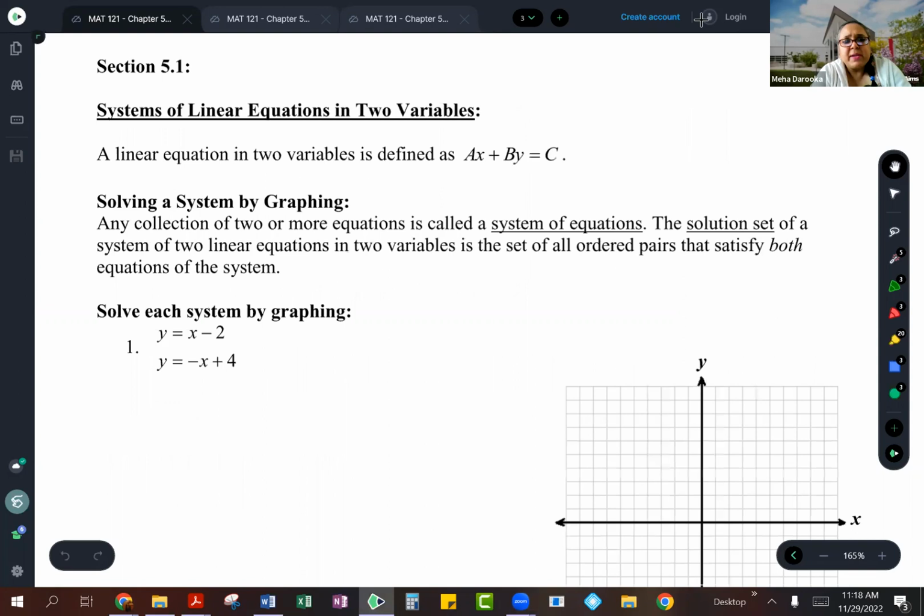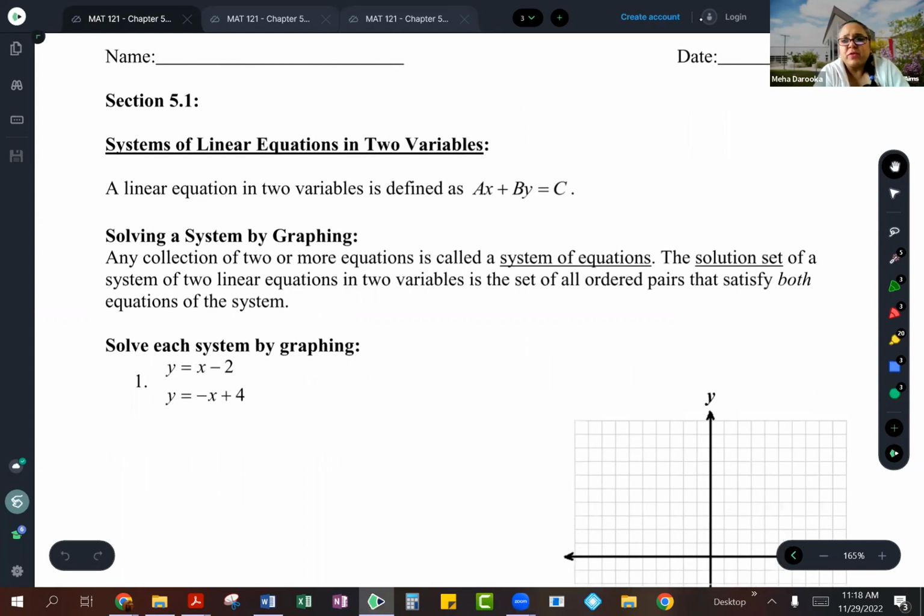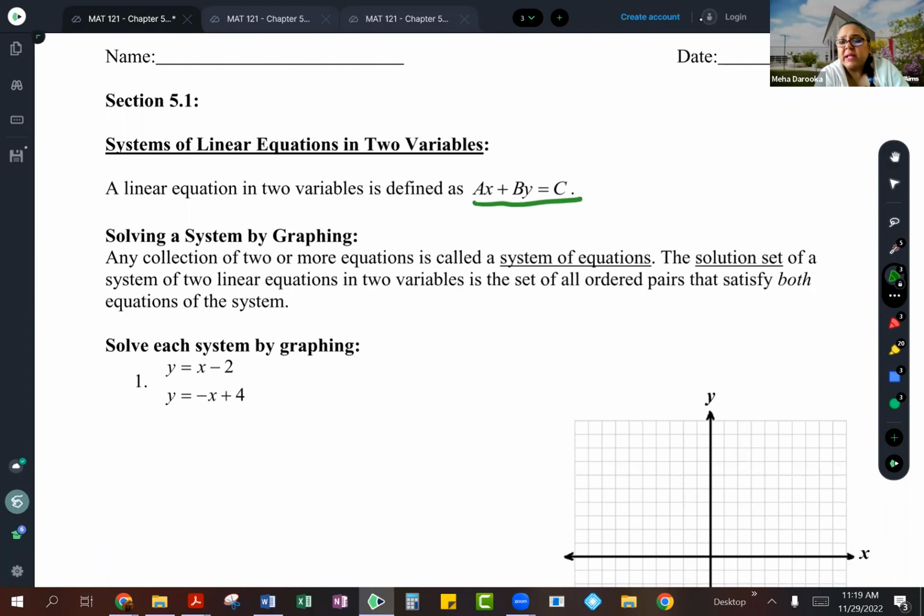So when we're talking about a system of linear equations, of course, we're talking about equations which are going to be in the linear format. In the standard form, that would look like ax plus by equals c, or if you put it in the slope-intercept form, it may be in the form of y equals mx plus b. So your basic linear equation in two variables.